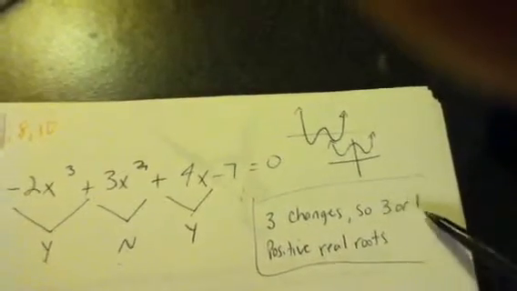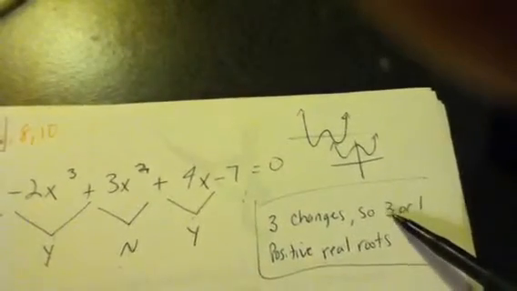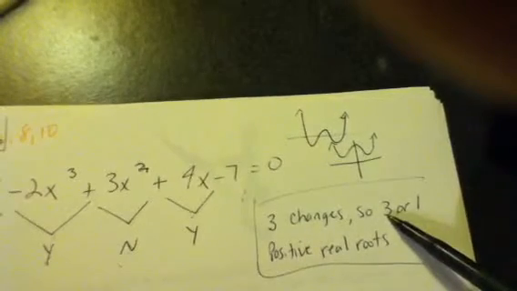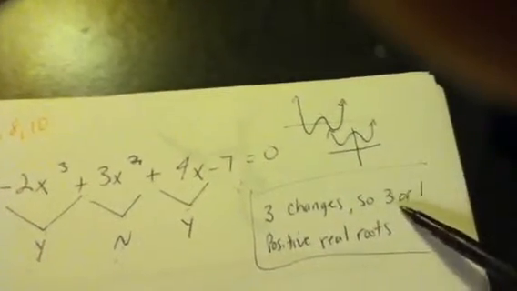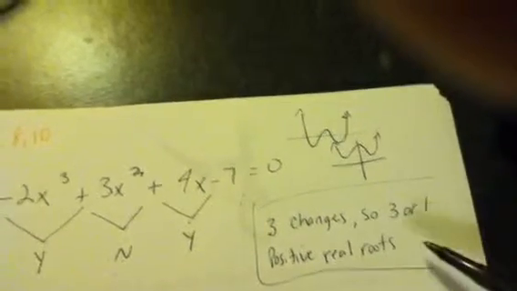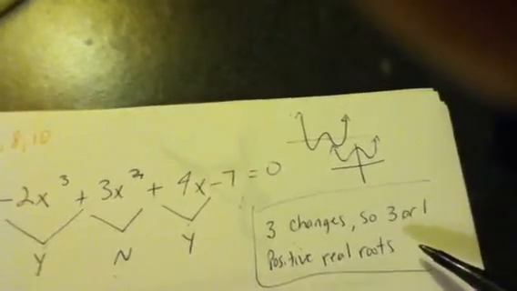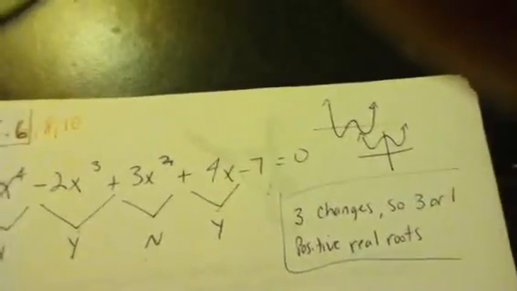Why did I go from 3 to 1? Because there could be up to 3 positive real roots, but you know that the complex roots come in conjugate pairs. So however many sign changes there are, I'm always going to subtract 2.